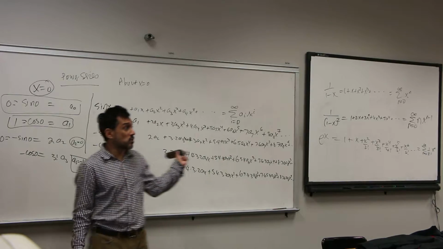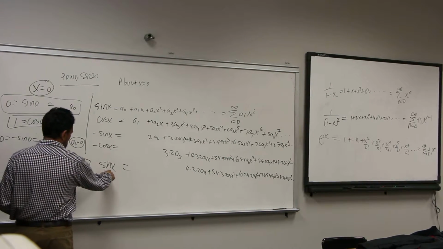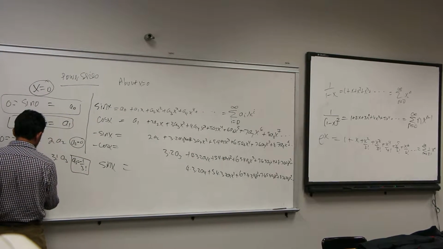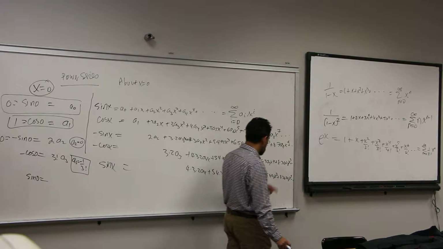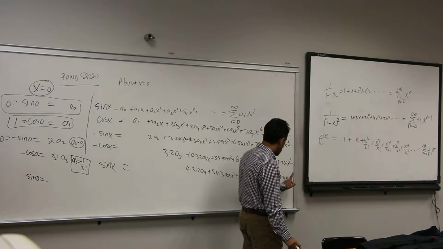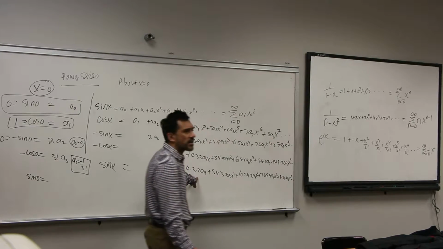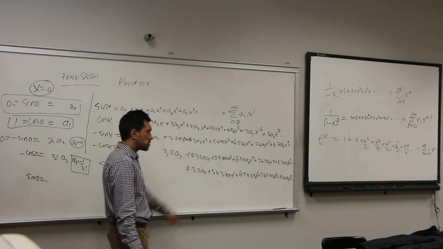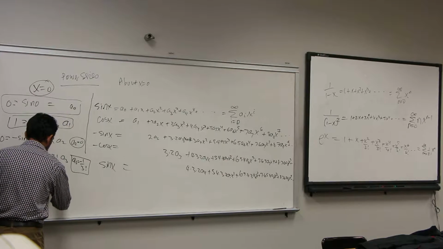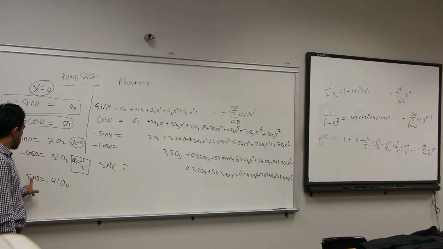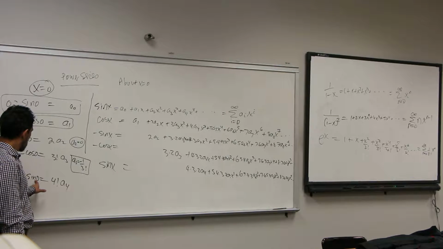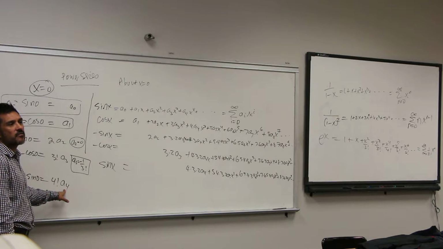We will put in x equal to 0 on both sides. You will get the sine of 0. And here you will get 0, 0, 0, 0. 4 factorial a4 equals... But the sine of 0 is what? 0, which is to say that a4 is 0.